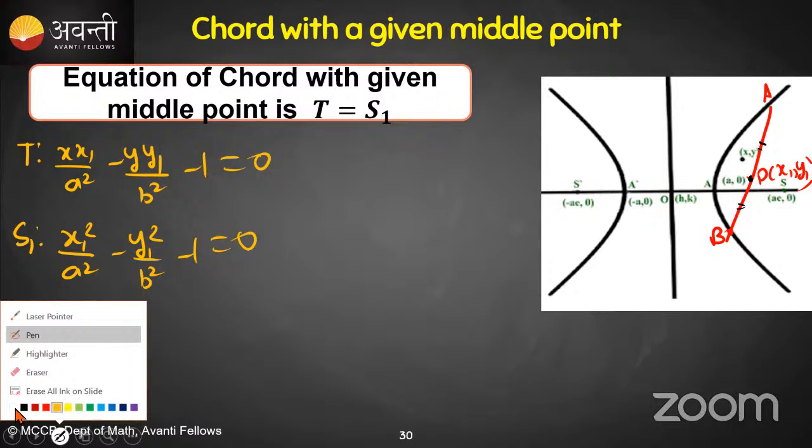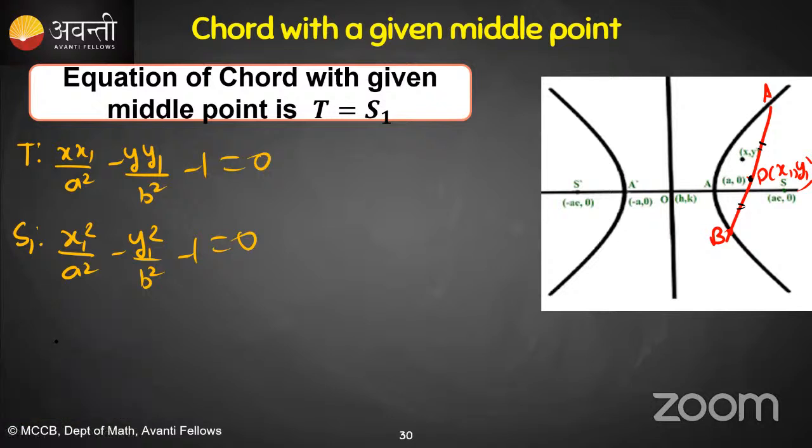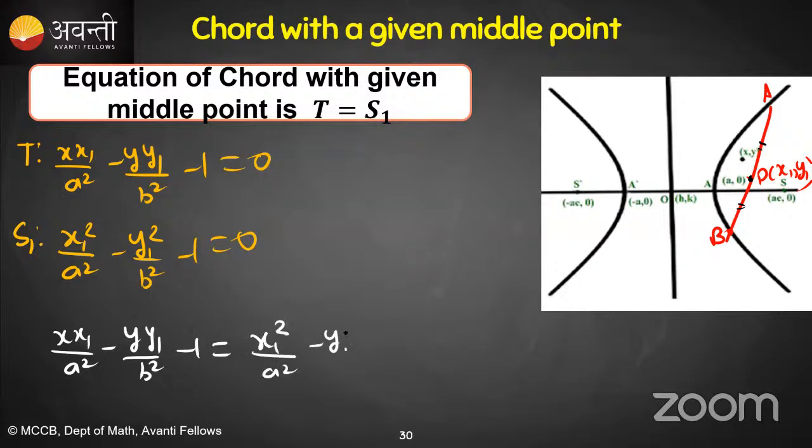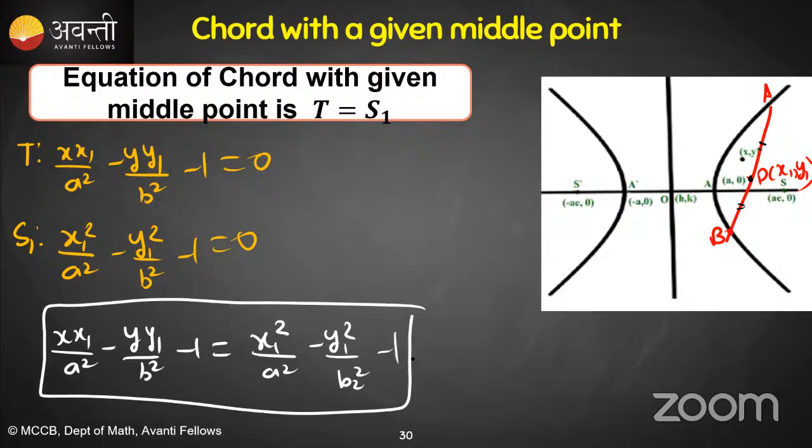So what is the equation we get? T equal to S1 means xx1 upon a square minus yy1 upon b square minus 1 is equal to x1 square upon a square minus y1 square upon b square minus 1. This is the equation of the chord with a given middle point. Clear, everyone?